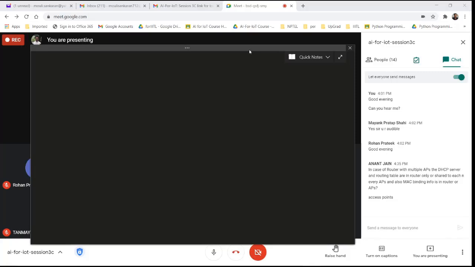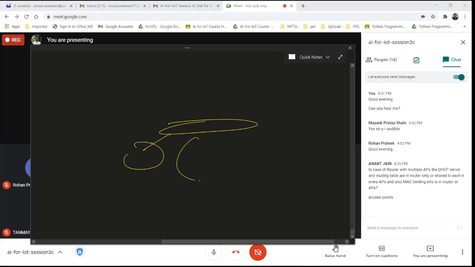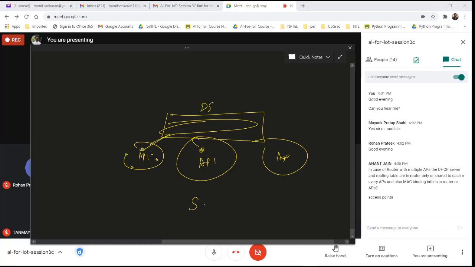Let me address it. Okay, see what happens when you say multiple APs are there. See, there is no central point of routing. Multiple APs are there, and the information about each of them. Suppose some devices are there, and then there is a distribution system. Now, what happens is the information is shared across. You must have heard about source routing.